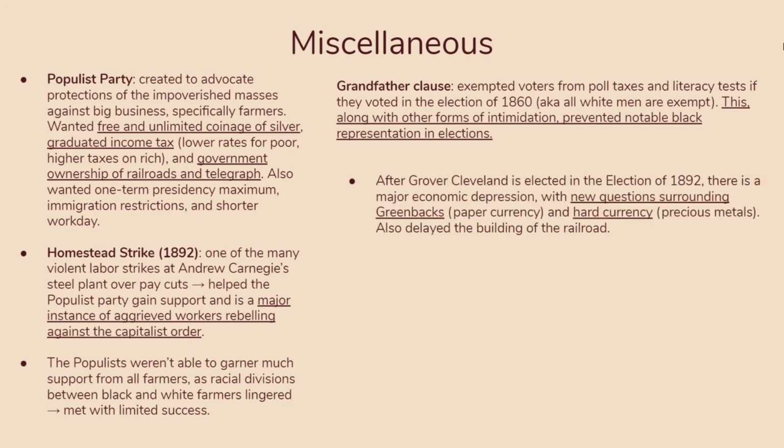You should also note that after Grover Cleveland is reelected in the election of 1892, four years after his initial presidency, there is a major economic depression with new questions surrounding greenbacks, aka paper money, and hard currency, like precious metals, gold and silver in this case. It also delayed the building of the Transcontinental Railroad, which will play a huge role in industrialization and urbanization, as we'll see in a couple chapters. But just so you know, the greenbacks versus hard currency debate is still going strong, and it's going to be a major talking point for elections in the future.